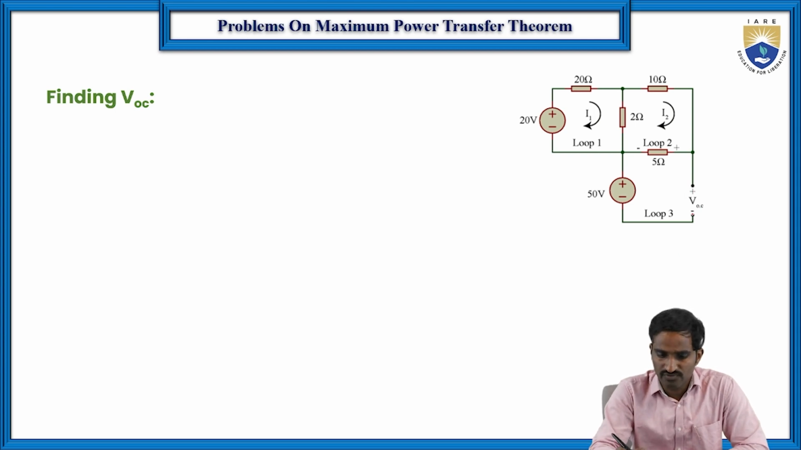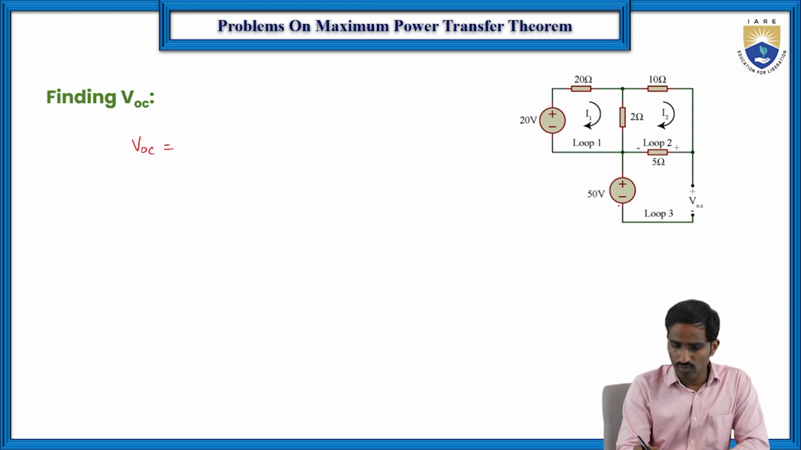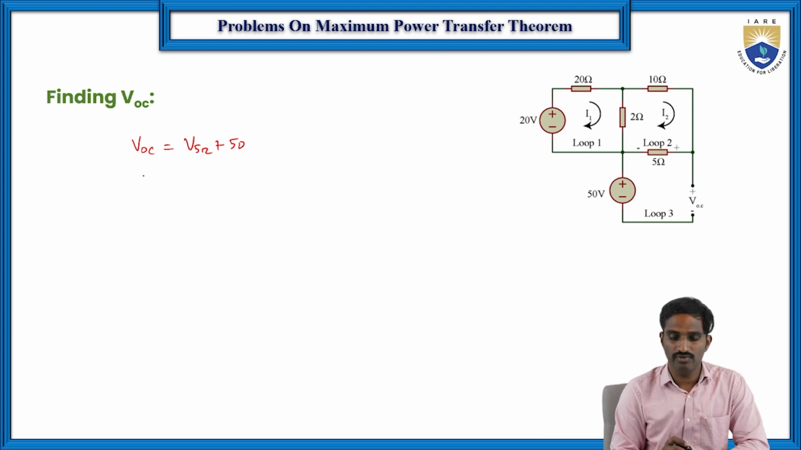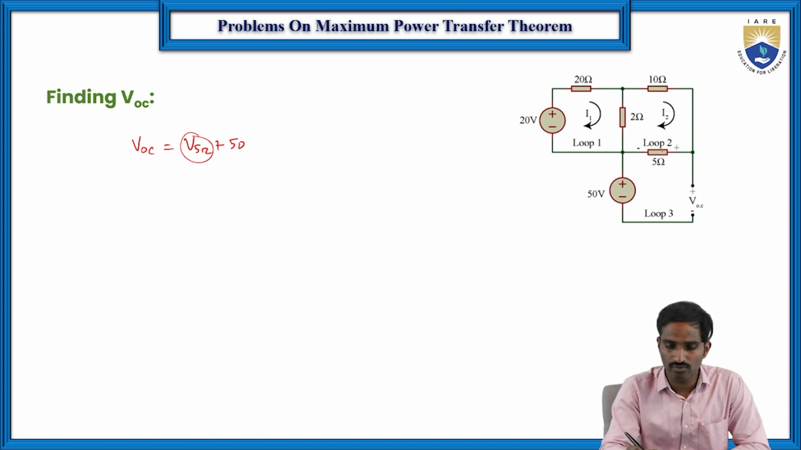So the VOC is nothing but the voltage across the plus and minus terminals. So that is V 5 ohms plus this 50 volts. This is VOC, right? First of all we need to find the voltage across the 5 ohms resistor. For that we need to know the current flowing through this particular loop 2.